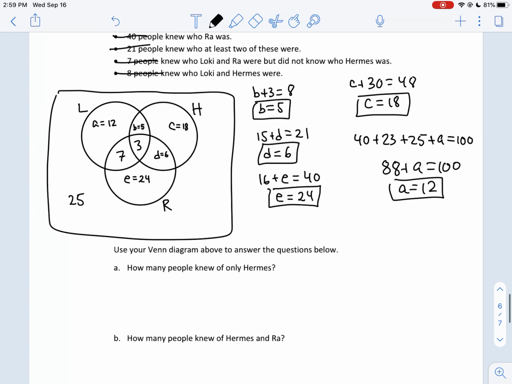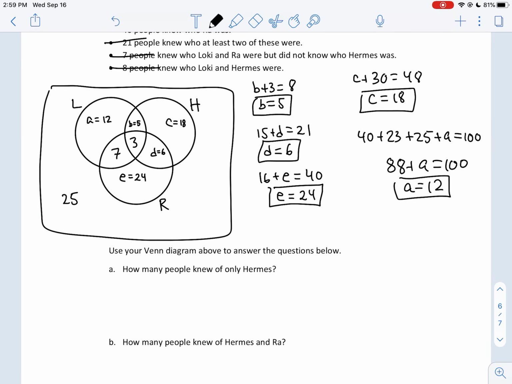Okay, I think we have a Venn diagram that we can work with now. How many people knew of only Hermes? Well, that's just, only Hermes is this part. So 18 people.